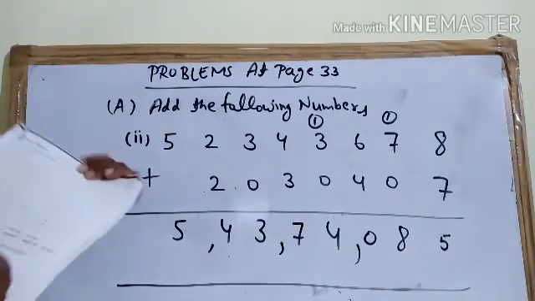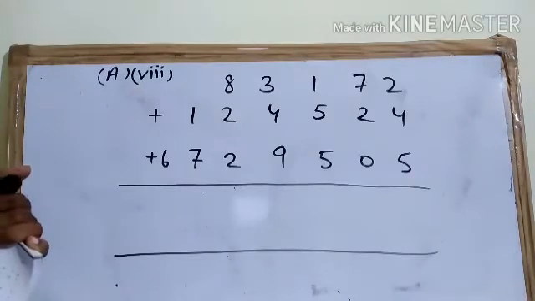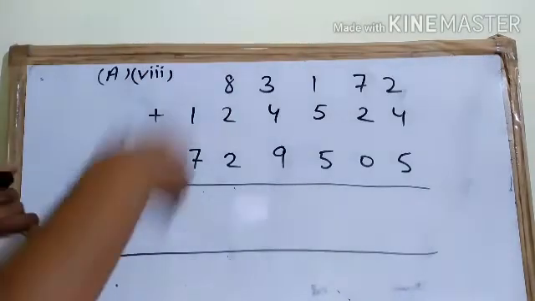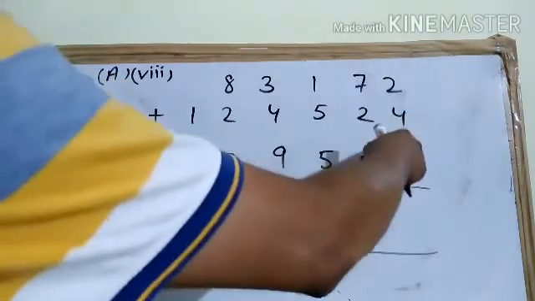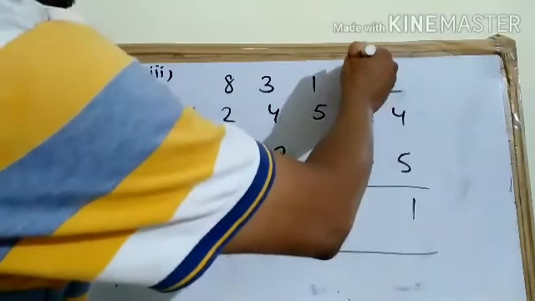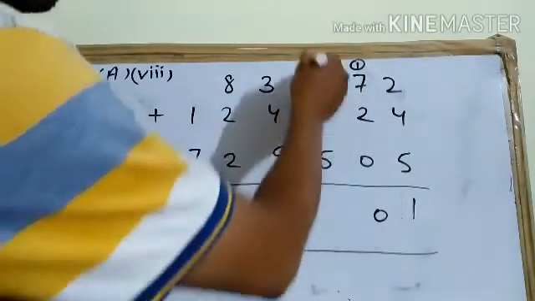And let's take the problem number 8th of the same part of problem number A. In this problem we have to add three values 2 4 6 6 and 5. 2 4 6 6 and 5 11, 1 carry. 7 and 1 8. 8 and 2 10, again 1 carry.